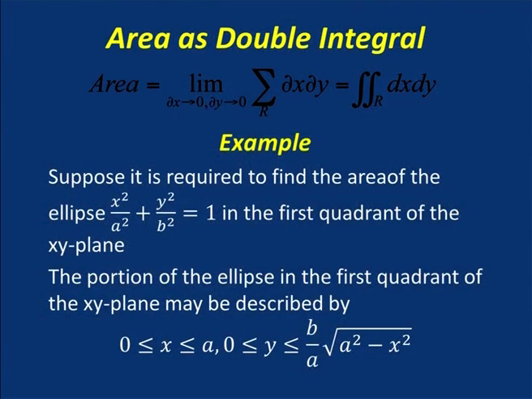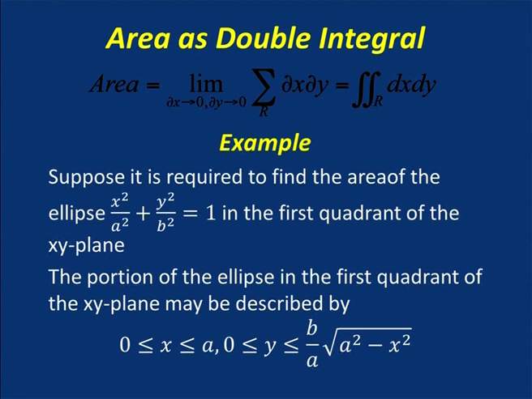Now, I will explain the area as a double integral. Area is the limit as del x tends to 0 and del y tends to 0 of the sum of del x del y, that is equal to the double integral over the region R of dx dy. An example to explain the procedure of area bounded by double integration is as follows. Suppose it is required to find the area of the ellipse x square upon a square plus y square upon b square is equal to 1 in the first quadrant of the xy plane.